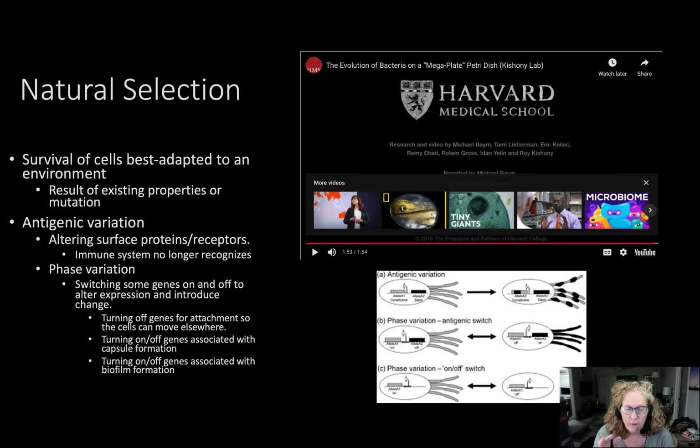Now, there are a couple of different ways that this occurs. One important form of natural selection is what's referred to as antigenic variation. This is really common actually in protozoans and some helminths. It's also seen in some bacteria. In antigenic variation, a cell will alter its surface proteins and receptors. We see antigenic variation a lot in viruses, actually.